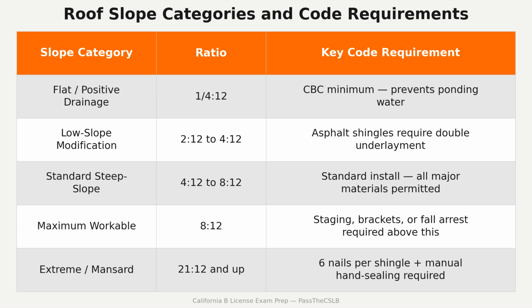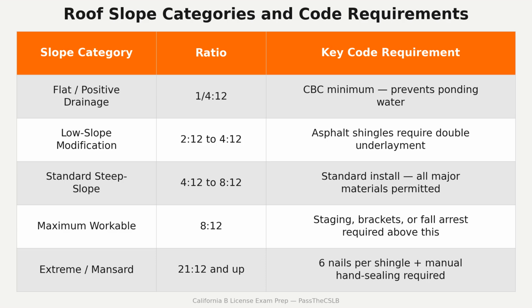Between 2 to 12 and 4 to 12, I think of this as the yellow zone. Asphalt shingles can be installed here, but the California Building Code requires double underlayment. Here is why. At that shallow angle, water moves slowly, and slowly moving water is vulnerable to being pushed backward, uphill, by wind pressure, capillary action, or ice dam hydraulics. A single layer of underlayment cannot reliably resist that backflow. 2 layers can. If a question gives you a 3 to 12 slope with asphalt shingles and asks what is required, double underlayment is the answer.